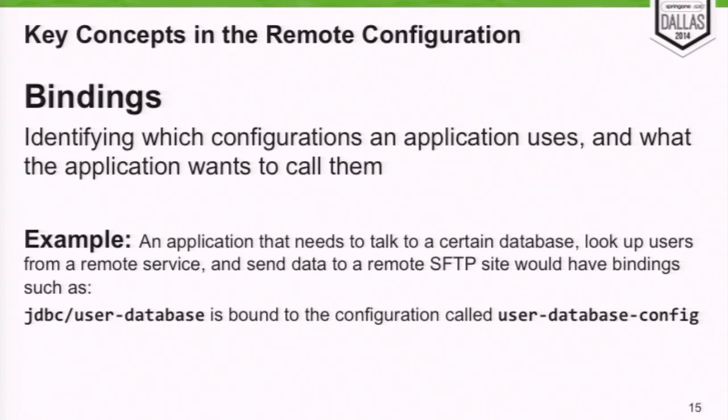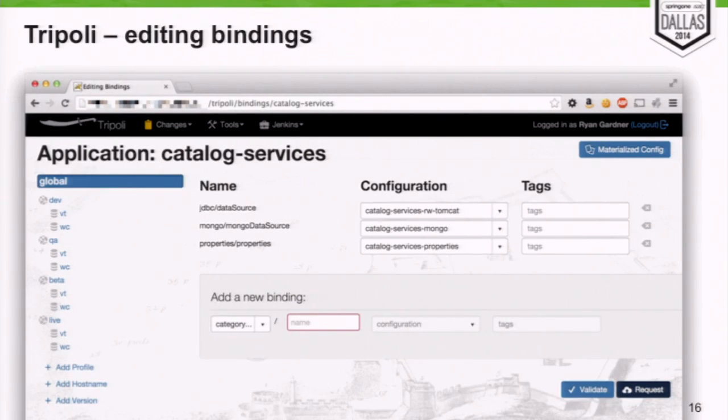Now, we talked about configuration. The way we get access to these configurations for an application is through binding to that configuration. So bindings are how we say, okay, my application needs to use this database, needs to use this remote service. It's a concept that's used other places. Here's what our binding editing screen looks like.